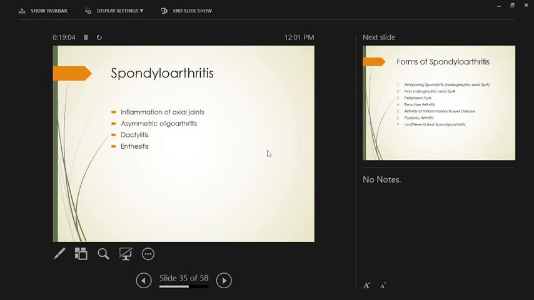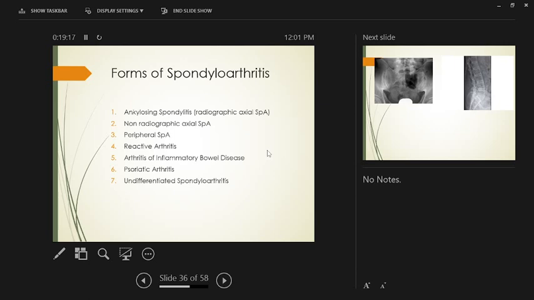So here the inflammation of axial joints is seen, and there's asymmetric oligoarthritis. Then there's dactylitis. Dactylitis is when the whole finger is swollen due to involvement of the joints as well as the other tissues like the tendon sheath and the ligaments. And they also have enthesitis. So here we say a few words on spondyloarthritis.